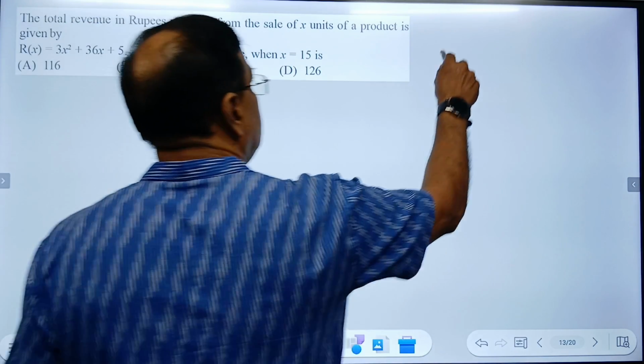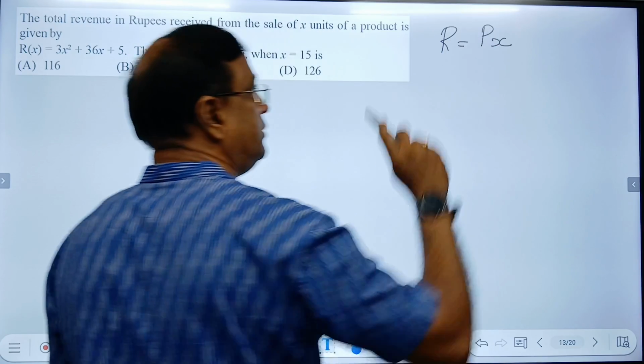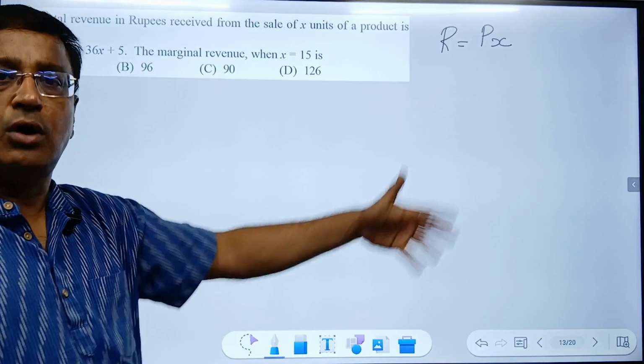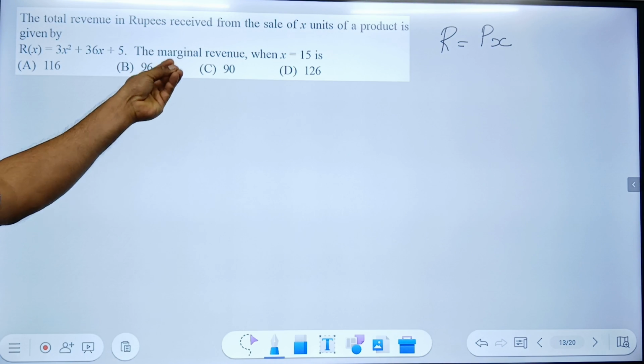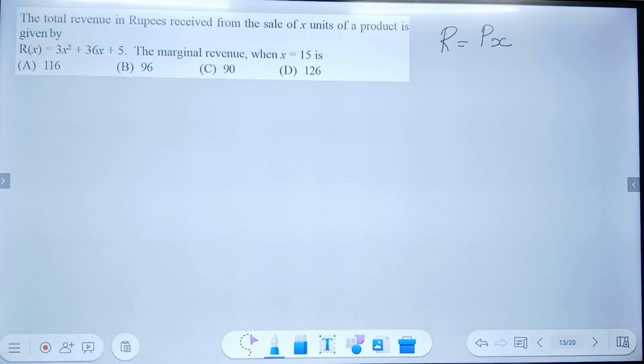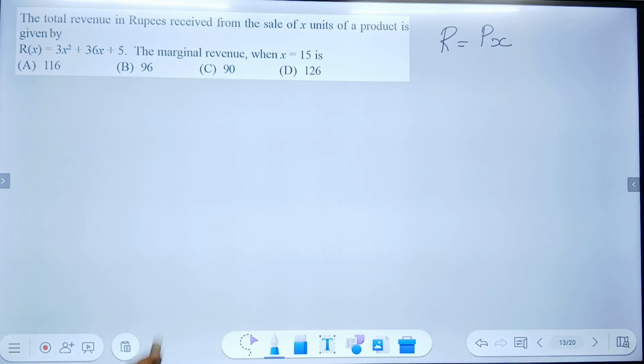Here revenue is nothing but price into x. Keep this formula in mind. This problem is more for applied math students, commerce, but sometimes they ask for science also. This is actually a question from the NCERT book, so it's very important. So revenue equals price into x. That you keep in mind.